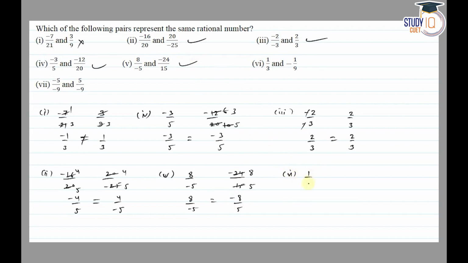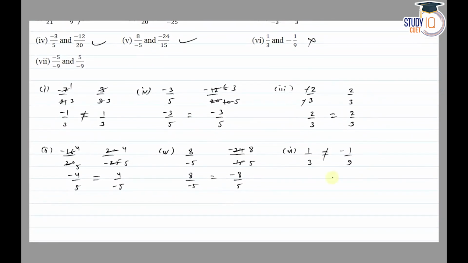Then sixth, 1 by 3 and minus 1 by 9. So this will not simplify, and these two are not equal either, not equal to. So this does not represent the same rational number.